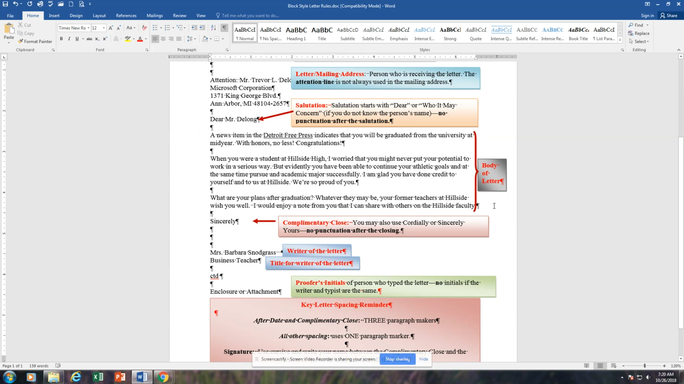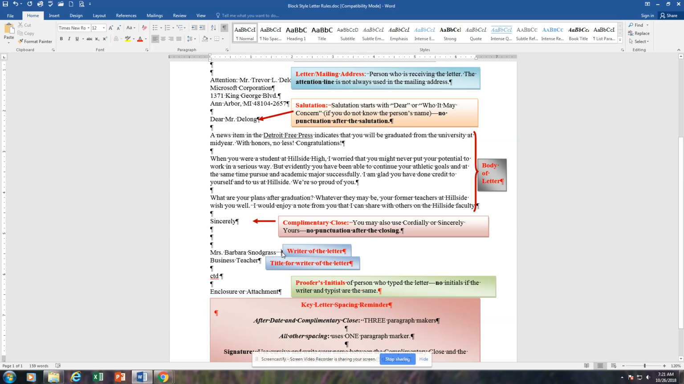Once you finish the last paragraph, you're going to hit enter twice, and then you'll type in sincerely, or you may use cordially or sincerely yours. Notice too, for sincerely, there is no punctuation after sincerely, again, because we're just kind of taking a shortcut in the business world, and it's acknowledged that you would not have punctuation there. Then you're going to return 4 times, leaving 3 blank spaces, and then you're going to type in the writer of the letter.